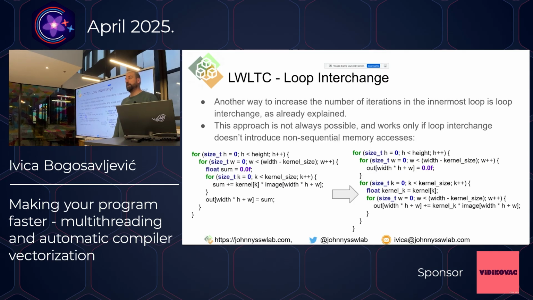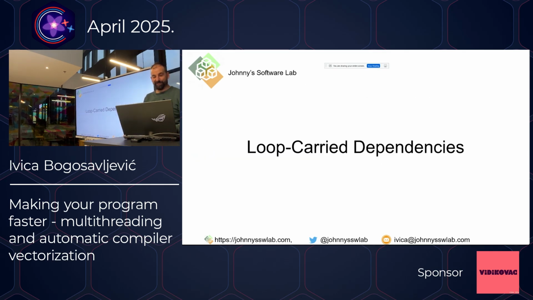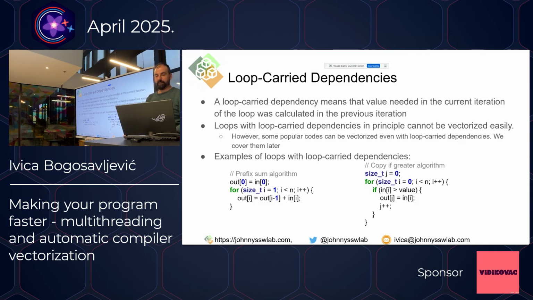Any questions? I think you're getting tired. Cool. The final one is loop carried dependencies. With loop carried dependencies, you're depending on the previous iteration. Here is an example of prefix sum. Out of I is calculated by using out of I minus 1, which is from the previous iteration. Or in this one, I depend on the j, which is calculated in the previous iteration. Both of these loops have loop carried dependencies.